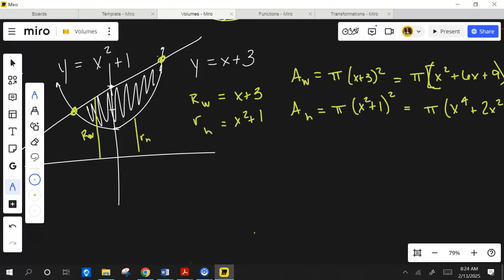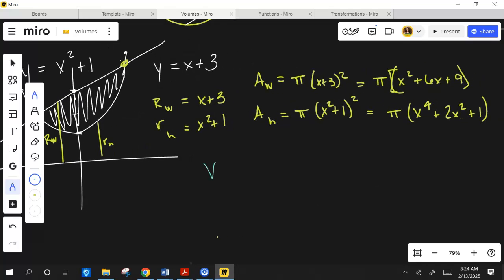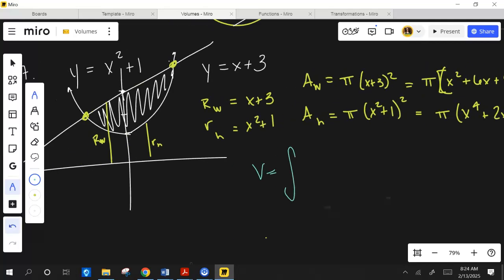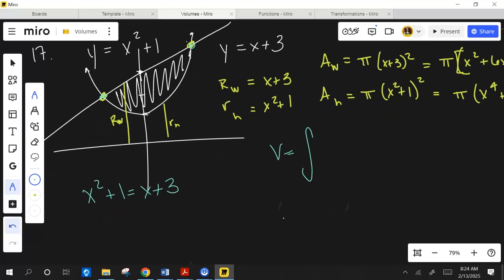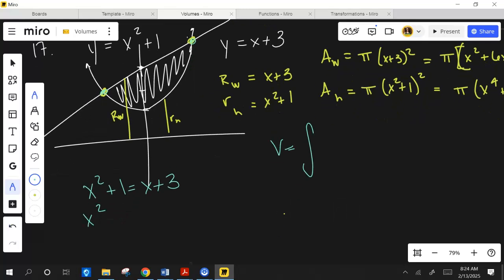If it says revolve, always do area minus area. That's the easiest way I know to tell you to remember. Okay. All right, so the volume is, I'm going to integrate, but again, I've got to find what those points of intersection are. So where does x squared plus 1 equal x plus 3? x squared minus x minus 2, which would be x minus 2 times x plus 1. So I'm running from -1 to +2.